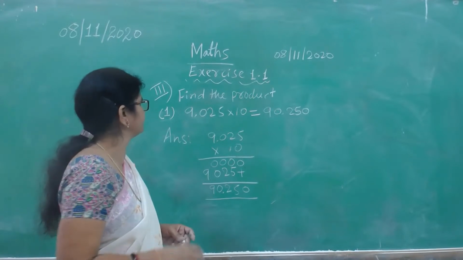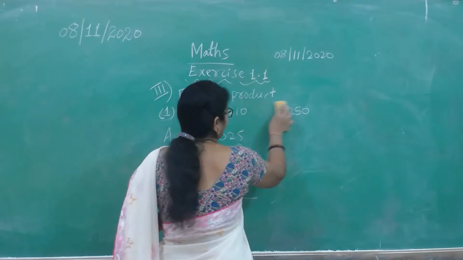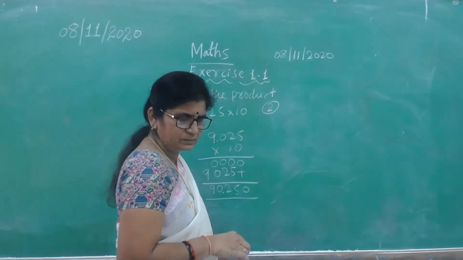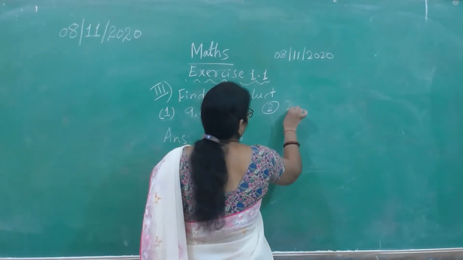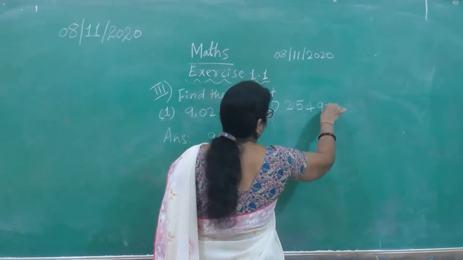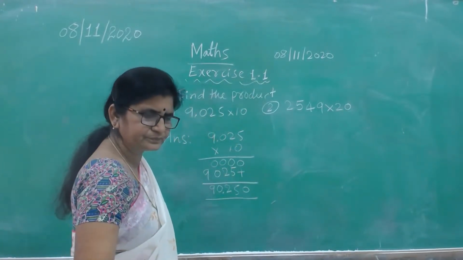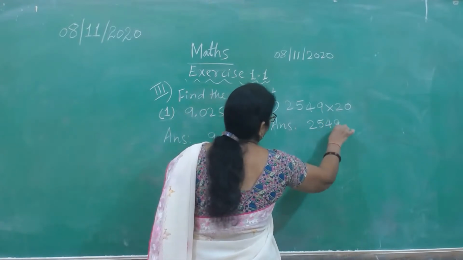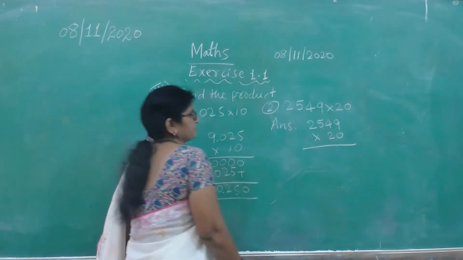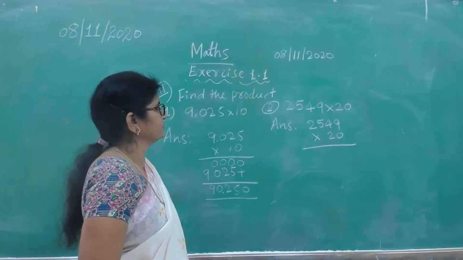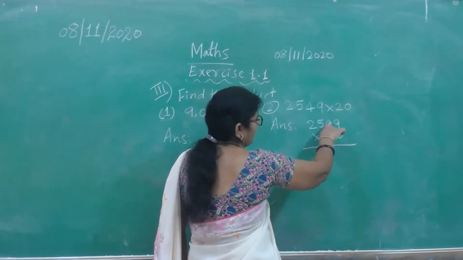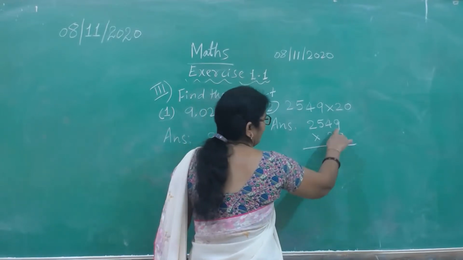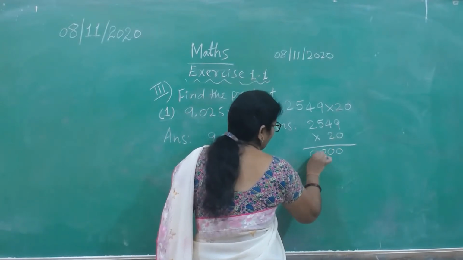Next, second question. 2,549 into 10. Answer. 2,549 into 10. Here you have to multiply. See here in the first row, if you multiply by 0, all of this will be 0. Here 0 into 9 is 0, 0 into 4 is 0, 0 into 5 is 0, 0 into 2 is 0.